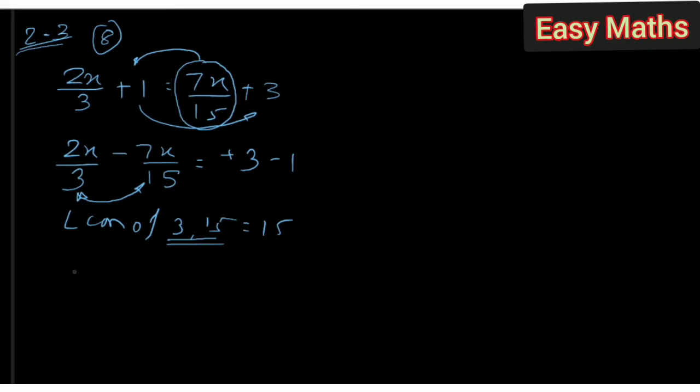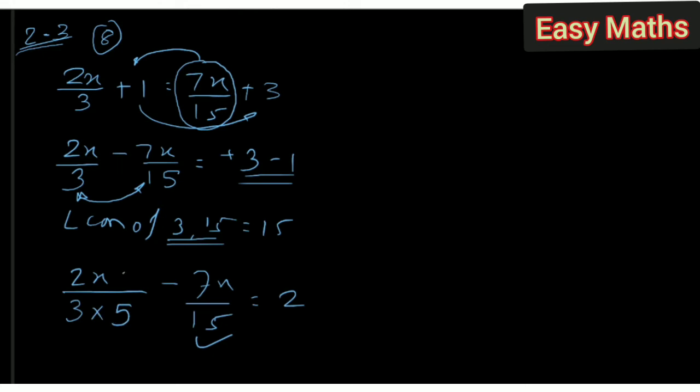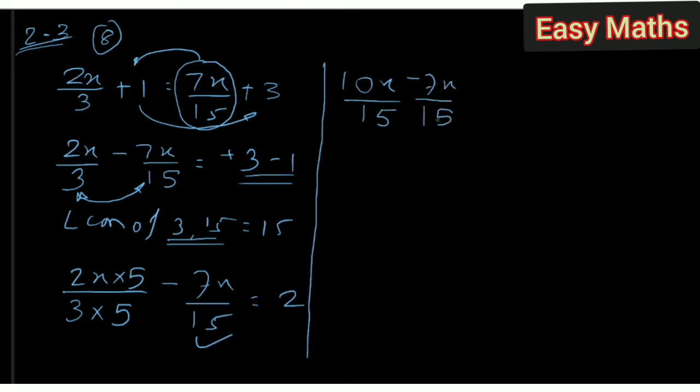So now we are going to make the denominator 15. For that, this was our first term and this was our second term. And on the right side we have 2, 3 minus 1. So here there is already 15. I have to make 15 here. For that I will have to multiply by 5, and so I will multiply the numerator also by 5. Now what will be the numerator of the first term? It will be 10x. 10x by 15 minus 7x by 15 is equal to 2. Now we have the same denominator, so it becomes 3x by 15 is equal to 2.